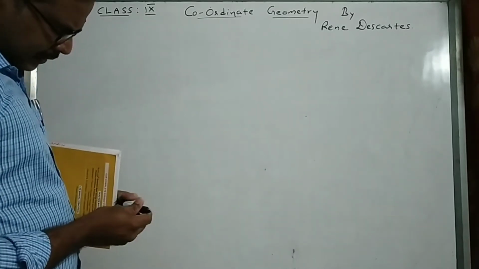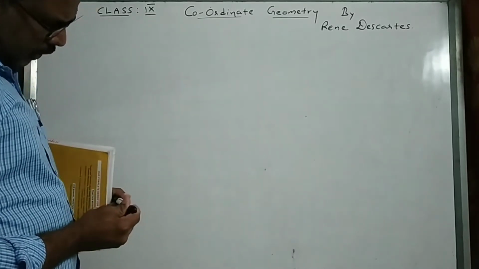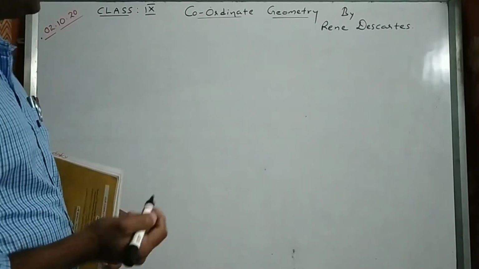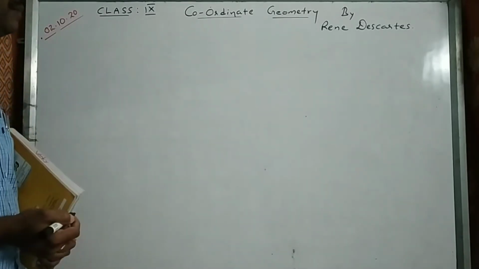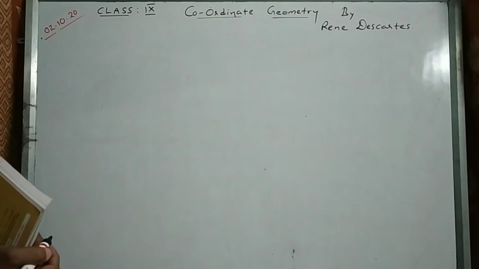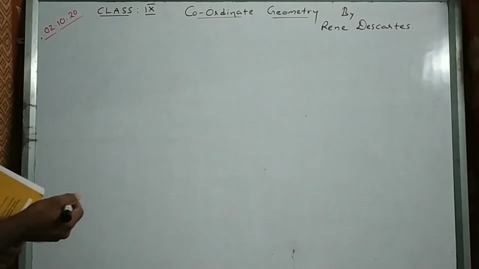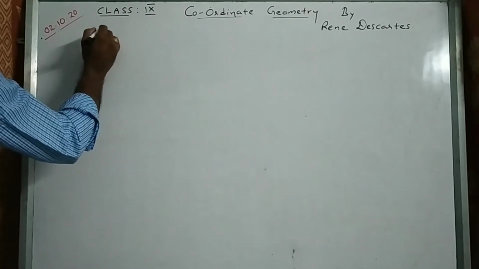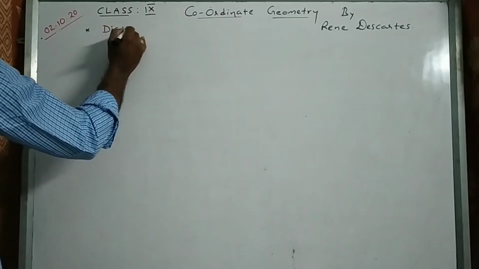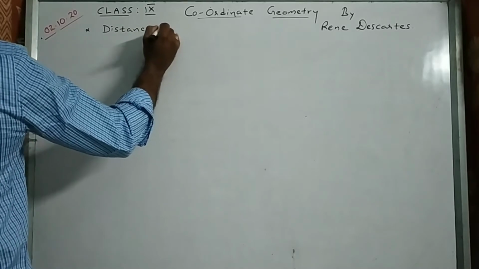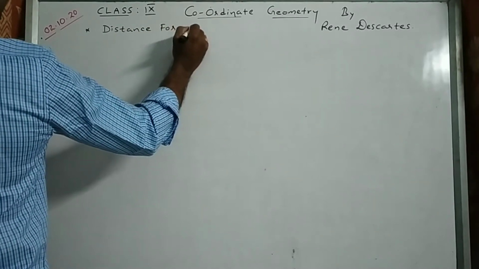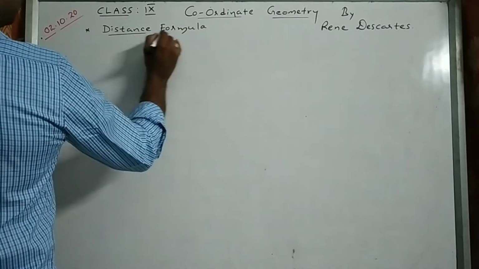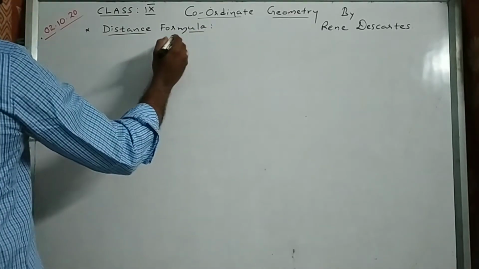So in the 9th class syllabus, we have already seen some basic concepts of coordinate geometry. First formula, what did I tell you in coordinate geometry? Distance formula, right? The distance formula is very important. What is the distance formula?